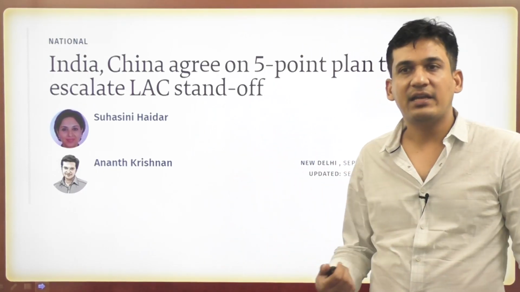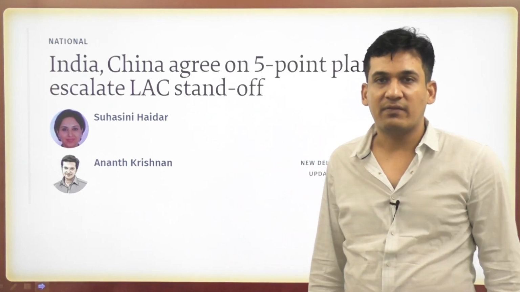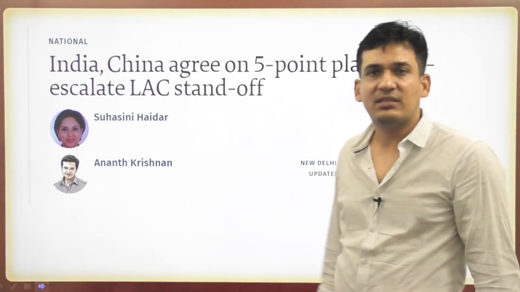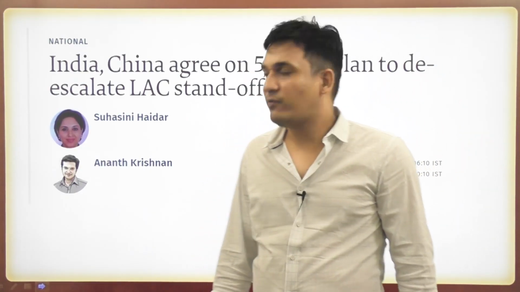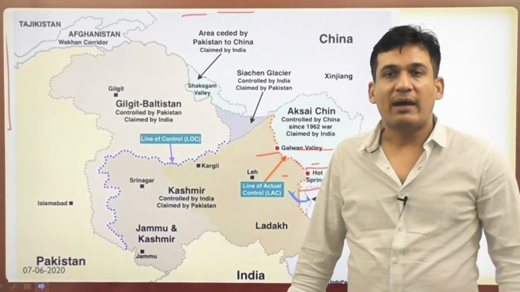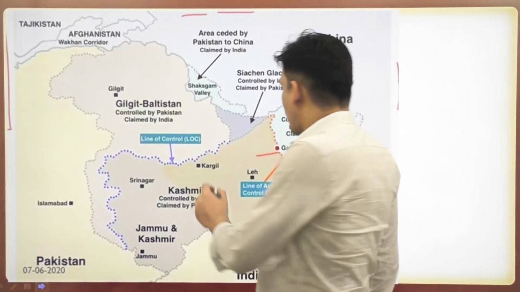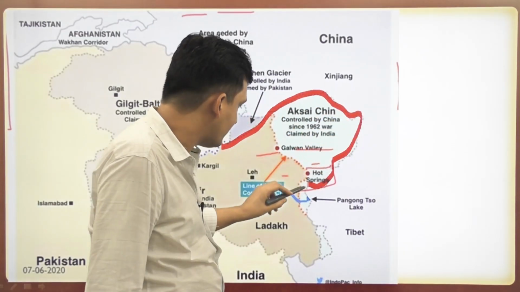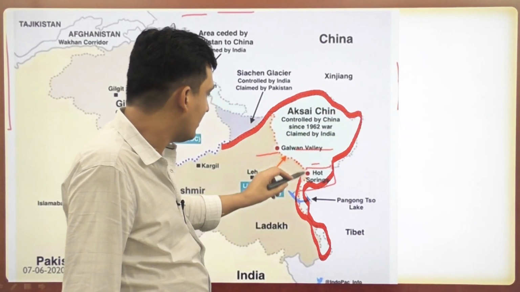You might have heard that India and China have agreed on a 5-point plan to de-escalate the LAC standoff. There was this article in The Hindu by Suhasini Haidar and Anant Krishnan. So before covering this news, let's quickly look at the map. You might have seen it already, and you might know already that this is the area which has been highlighted, which has been in the news of late.